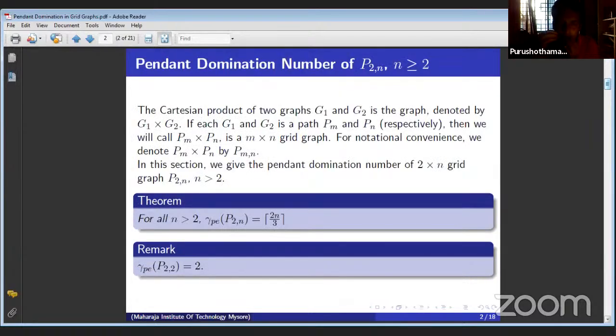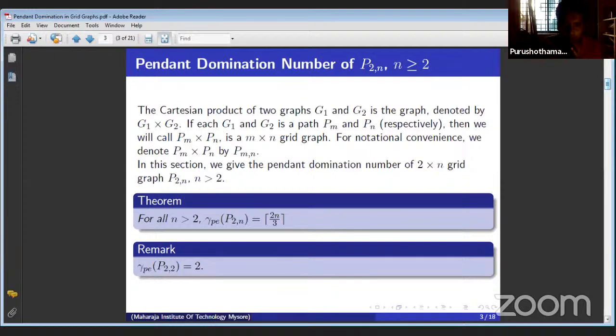So here I am mentioning the Cartesian product of two graphs G1 and G2. The graph is denoted by G1 cross G2. If G1 and G2 are paths PM and PN with M and N vertices respectively, then we call PM cross PN an M cross N grid graph. For notational convenience, we denote PM cross PN by P of M comma N. So this is the notation of the grid graph.